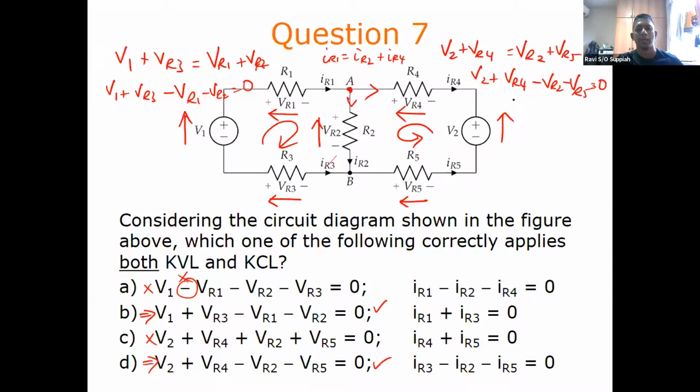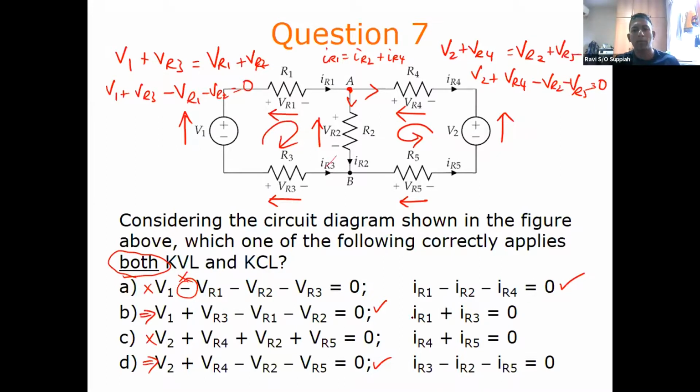All right, which means that IR1 minus IR2 minus IR4 equals to 0. This is true. Okay, so that is the first. So this one is correct. All right, but since this one is wrong, then this entire option A is not acceptable, correct? Because they said we need to choose one which applies both KVL and KCL. That means I need to choose one of the options where both KVL and KCL are correct. So in this first option A, KVL is wrong, but KCL is correct.